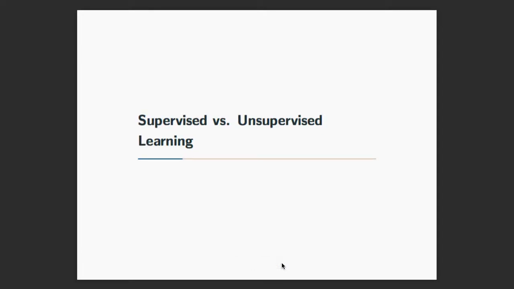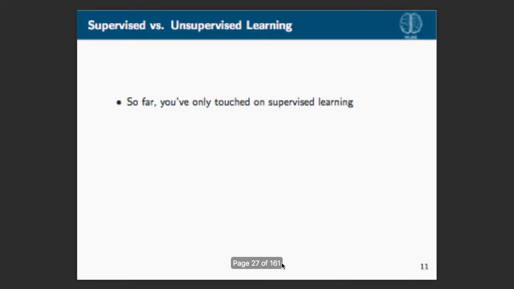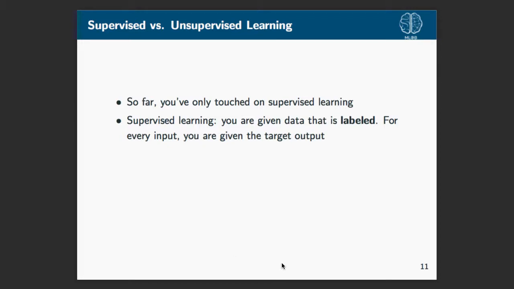So that was the last of our supervised methods. Now we're going to talk about unsupervised learning. Let's explore this distinction a bit. So far, you've only touched on supervised learning. In supervised learning, you're basically given data that is labeled, and for every input, you have the target output. So you know how to construct your model: it has to predict that output given an input.